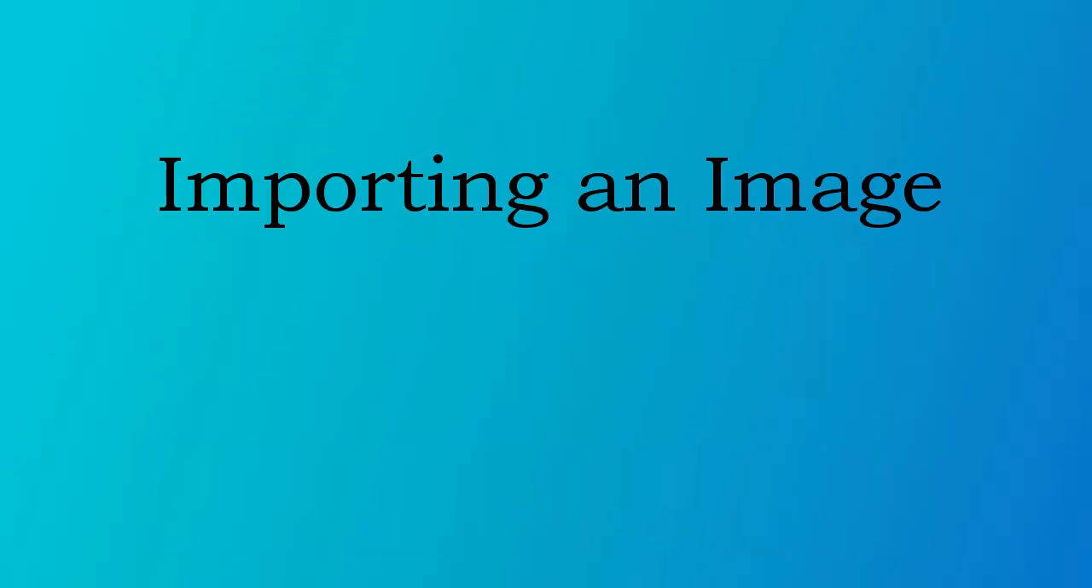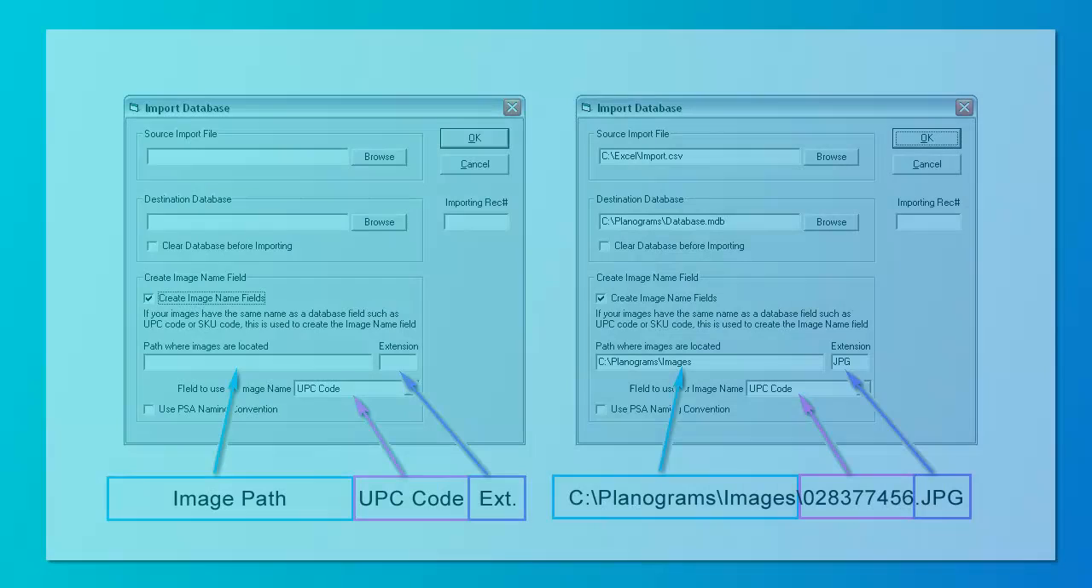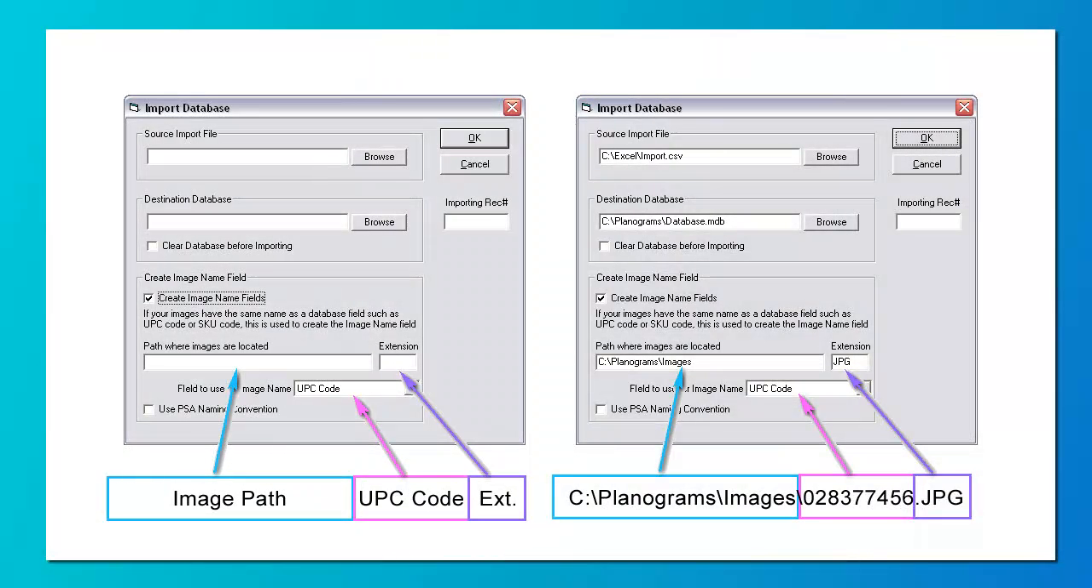When importing product data into the Enterprise Edition, it can automatically fill in the image name field for you. If you have your images in one folder and the images are named after one of the fields, you can do this. Enter the image path, the extension, and choose the field name used for the images.